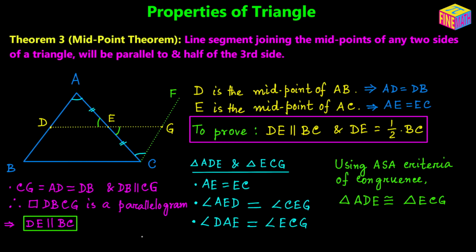And also we have to prove that DE is half of BC. Now if you think about DE and EG, they are corresponding parts of the two congruent triangles. So DE will be half of DG, and because it is a parallelogram, DG will be equal to BC. So DE is nothing but half of BC, and you can clearly see that we have also been able to prove that DE is equal to half of BC, and that was the second item that we needed to prove. I hope everything made sense.